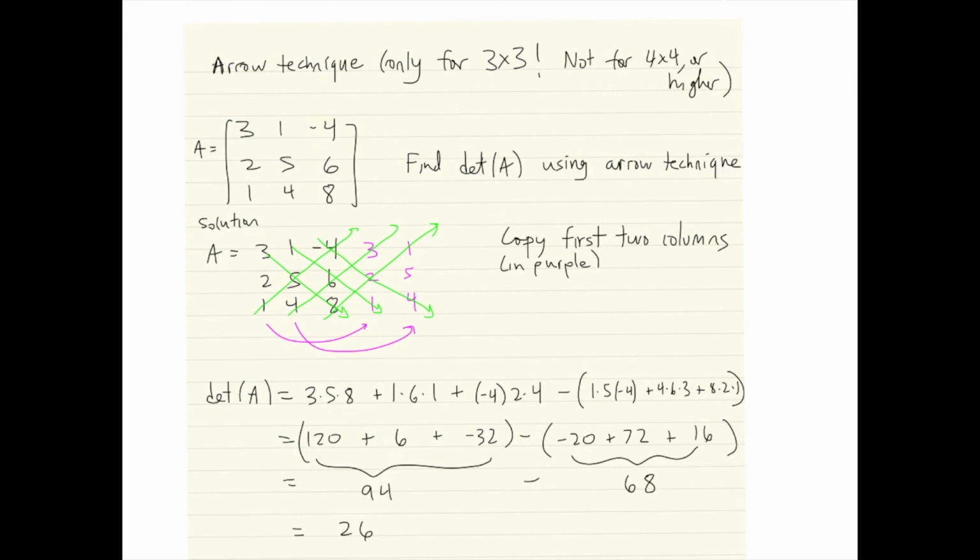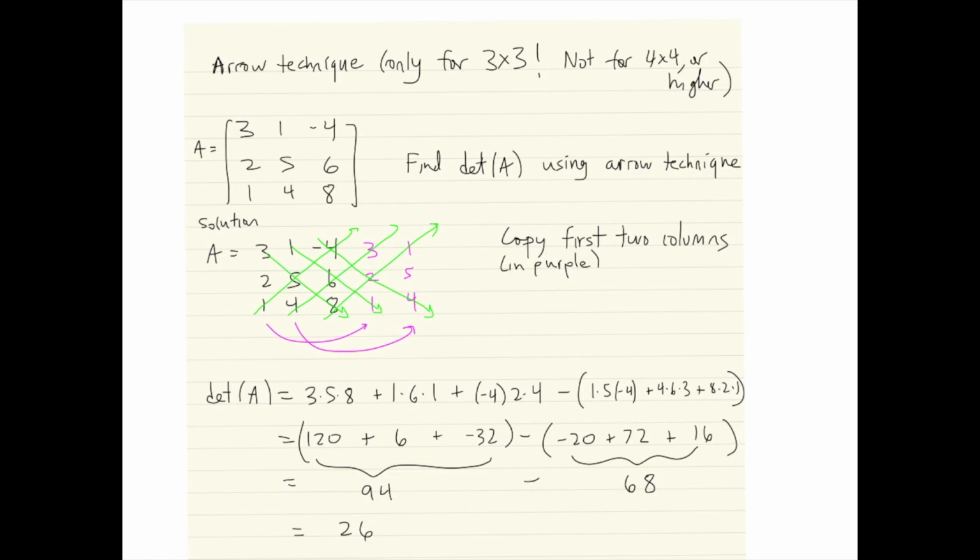Okay, so finding determinants is, by hand anyway, a very tedious process, no question about it. For 3x3 matrices, there's a little bit of a trick called the arrow technique. But again, it's only for 3x3, not for 4x4 or higher. And so here's what it is. We have the same matrix we had on the previous slide, and you just copy the first two columns over.